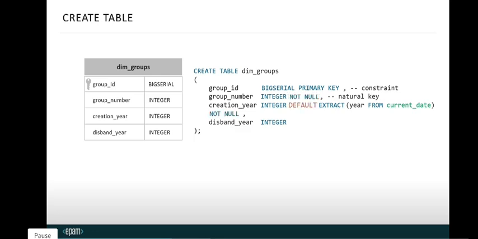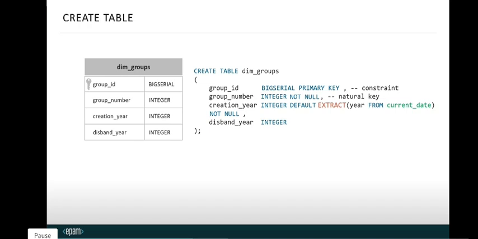Let's assume that a record is added in the year the group is formed, so the default value is equal to the current calendar year. Current date is a special PostgreSQL value that returns a current calendar date. And extract function allows us to get the selected component from the date, the year in our case.